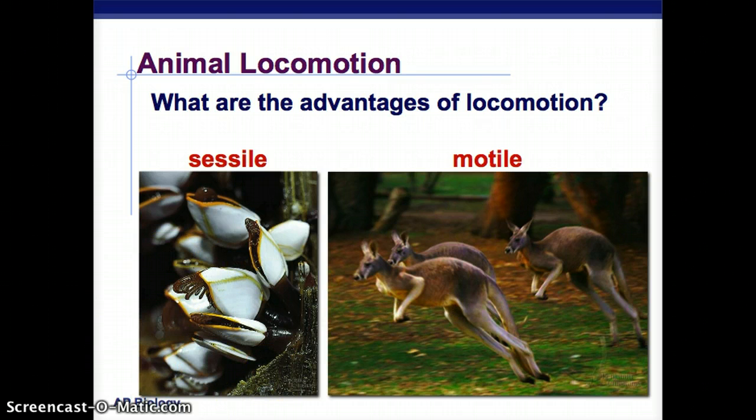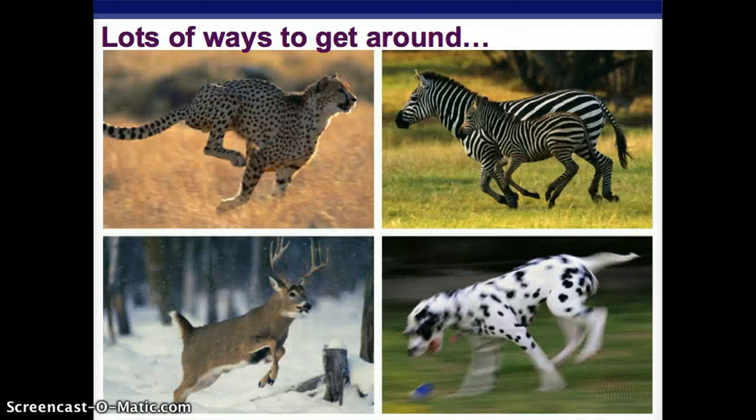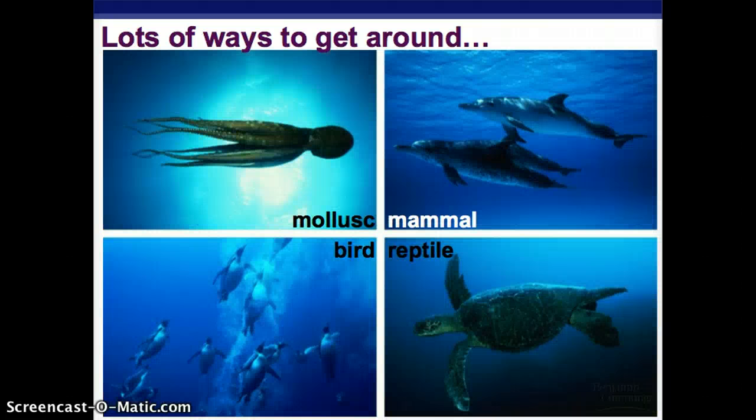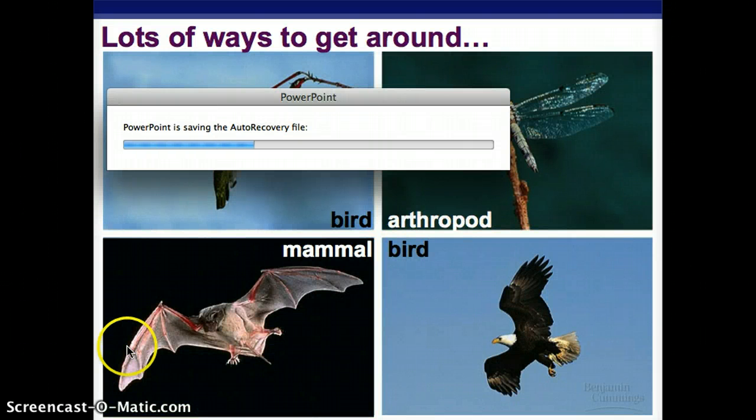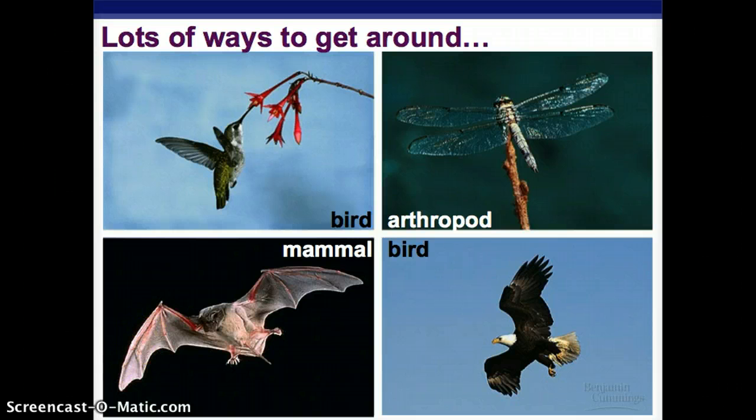Here, our kangaroos are jumping all around and they can go find whatever food they want. They can run away from predators. Right, these guys are ripe for the taking if anyone wants to eat them. Lots of ways to get around. You can see fast running. Underwater, we've got our mollusk or a reptile that's underwater. Here we have another mammal. We have an arthropod, a bird, so all sorts of different ways.